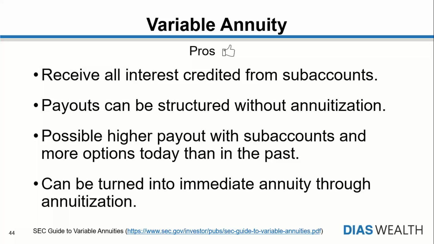Pros: receive all the interest credited. Payouts can be structured without annuitization. Again, the income rider that you can add on to these. Possibly a higher payout with sub-accounts and investment options. And they can be turned into an immediate annuity through annuitization.